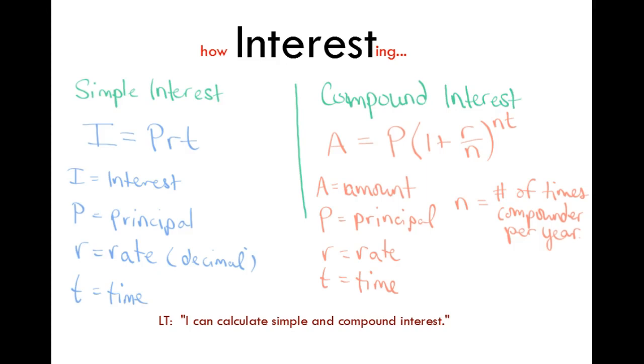What does it say? Number of times compounded per year. Compounded, I think that's supposed to be a D. Now, if every problem we do from here on out says compounded annually, think about that. That means it's only once per year. That would mean n equals 1 is compounded annually.